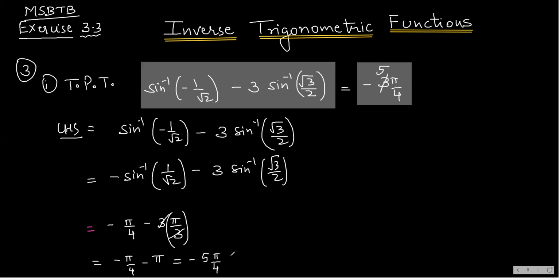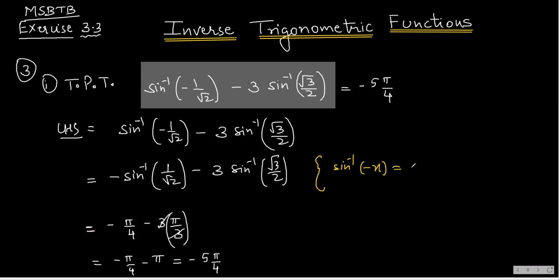So what should be the RHS? The RHS should have been minus 5 pi by 4. This is the correct RHS. You can copy this. Here we can write an explanation that sine inverse of minus x equals minus of sine inverse x. Rest all is self-explanatory, so no need to write any explanation.